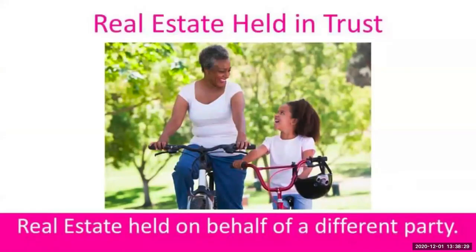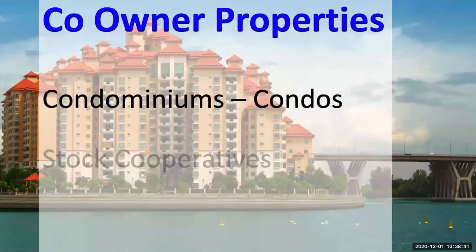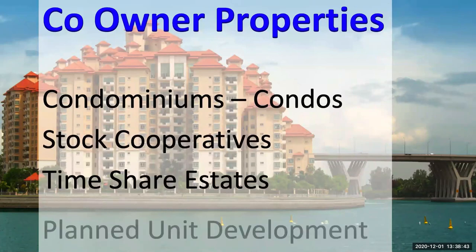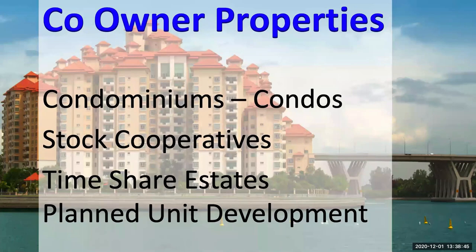You also have real estate that can be held in trust. That means it's being held on behalf of a third party. It might be held for children or people who are going to get some of it at 40, some of it at 50. Held in trust. Here are your co-owner properties. A bunch of people own them.